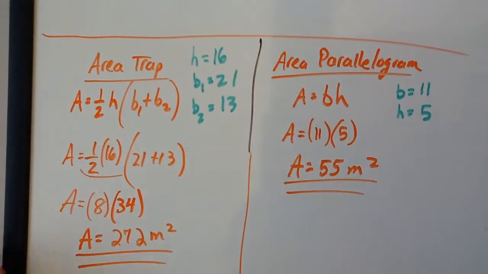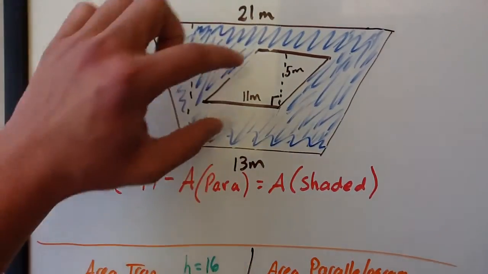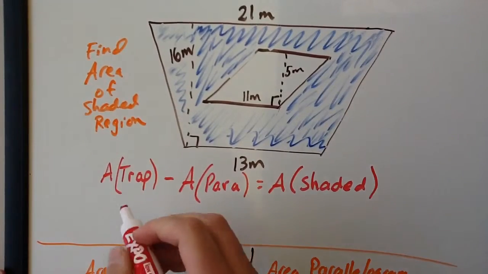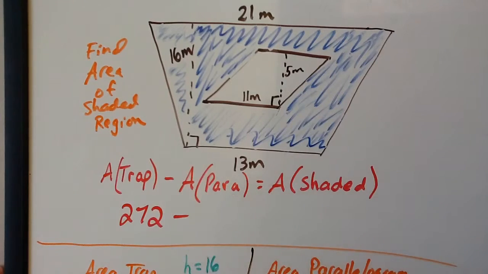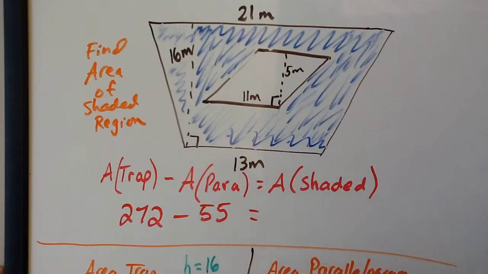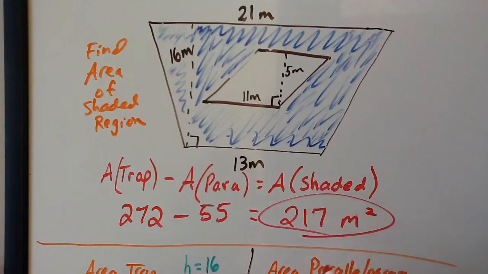Okay, now that I know the area of the trapezoid and the area of the parallelogram, I can figure out the area of the shaded region, because again, if I just take this parallelogram out of the trapezoid, I would be left with the shaded region. Okay, so the area of the trapezoid we found was 272 square meters, and the area of the parallelogram was 55 square meters. So if I do 272 minus 55, I would be left with 217, and again this is square meters. That is the area of my shaded region.